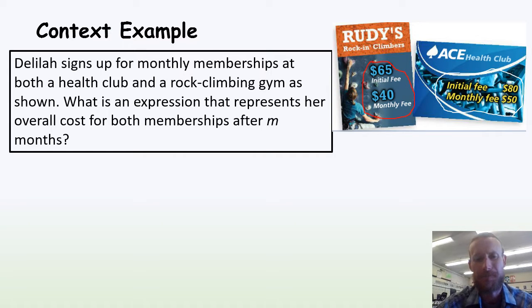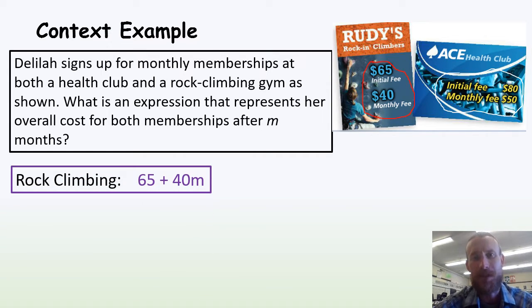That's our variable. So what's most important is writing these expressions. A lot of times we have this kind of idea of a fixed or upfront fee or charge, and then one that's variable, that's over time. So in the rock climbing, the $65 happens once. That's our constant term. It doesn't have a variable next to it. But the 40m, that has an m next to it because it's per month, right? So $40 per month, that's written as 40 times m. So 65 plus 40 times m, a fixed charge of $65 and then $40 per month.